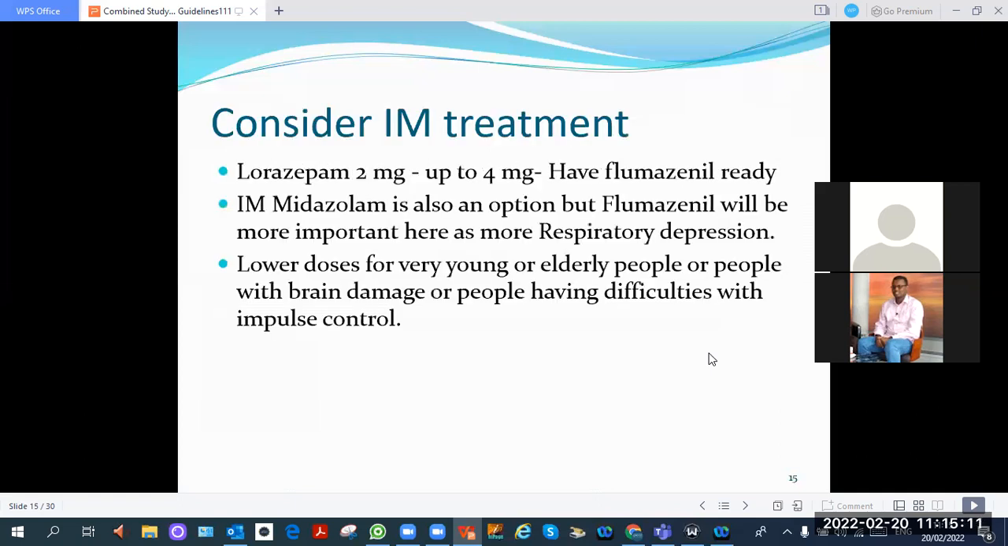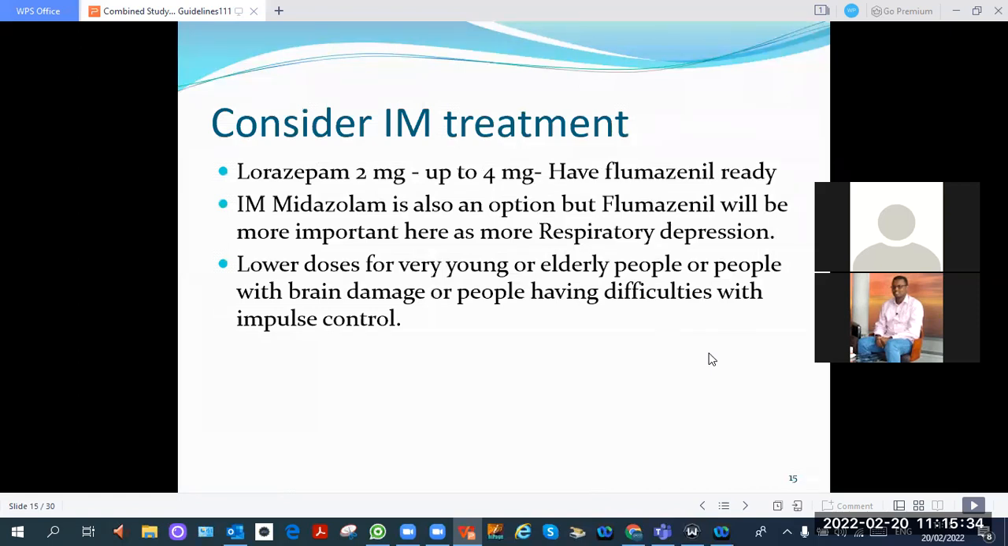Okay, consider IM treatment, intramuscular treatment. So lorazepam 2 milligrams up to 4 milligrams. Some centers may give up to 4 milligrams straight away, but some centers will say only 2 milligrams. So it's your own discretion. And in any situation, have flumazenil ready.